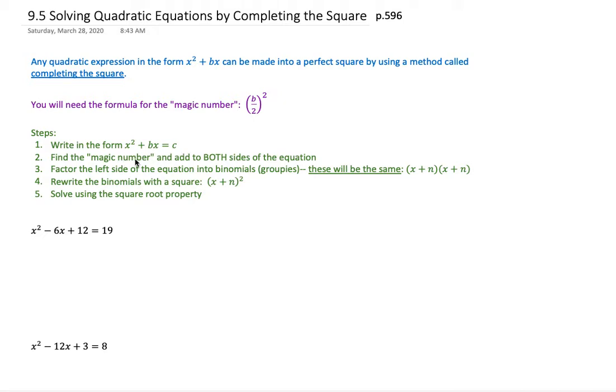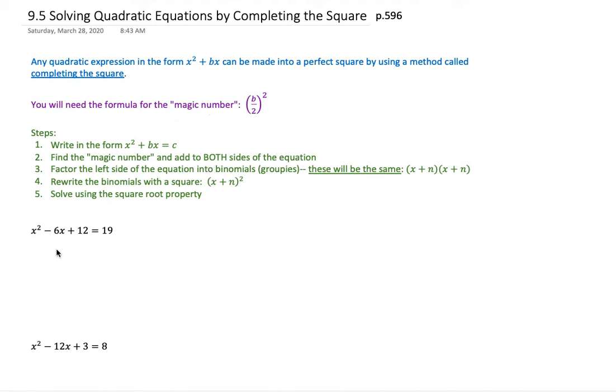You're going to find the magic number. You're going to take your b, divide it in 2, and then you're going to square it. And then you're going to add it to both sides. Then you'll factor the left side of the equation, and it'll end up being a binomial squared. And that's the whole point, because then you can solve using the square root property. And I'm hoping this will make more sense as we go through and do it.